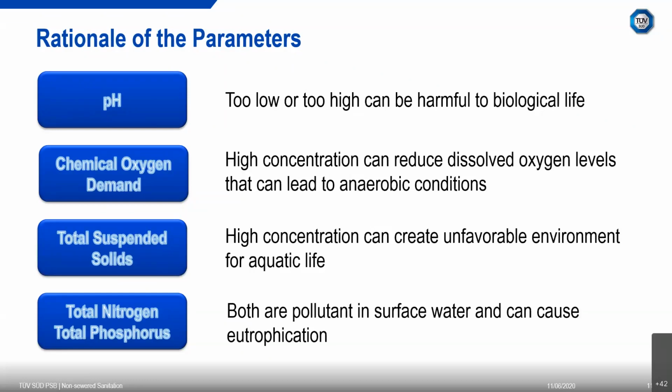Total nitrogen and total phosphorus are both considered as nutrients. However, excessive amounts can lead to pollution in surface water that can cause eutrophication. Eutrophication is when a body of water becomes overly enriched with minerals and nutrients, which induce excessive growth of algae, which may result in oxygen depletion of the water body.